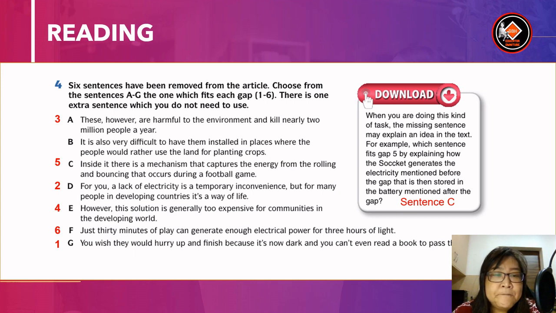And then we have E. However, this solution is generally too expensive for communities in the developing world. So this is for 4. And F, just 30 minutes of play can generate enough electrical power for 3 hours of light. So this is for 6. And G, you wish they would hurry up and finish because it's now dark and you can't even read a book to pass time. So this is for number 1.